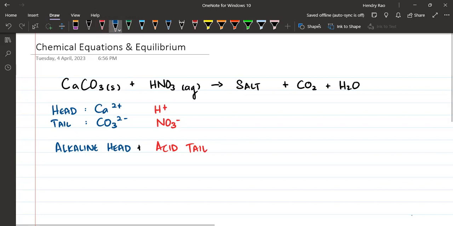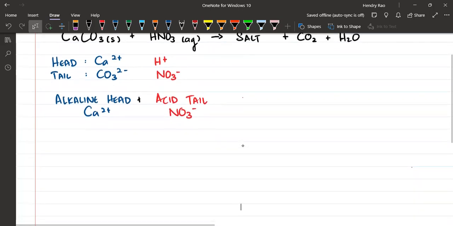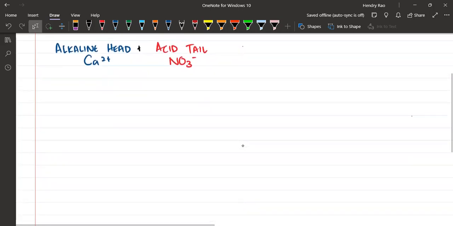So my alkaline head is Ca2+, and my acid tail is NO3-. Okay, so I have two parts of ion already. So I want to combine them. So what do I do? I need these charges to cancel out. That's an easy way to do it.